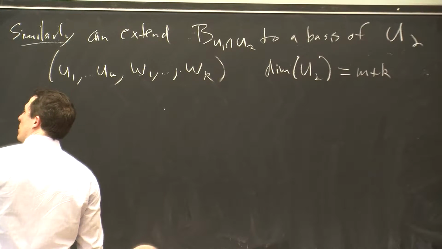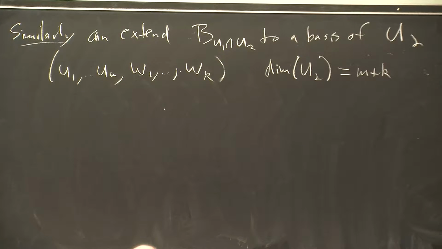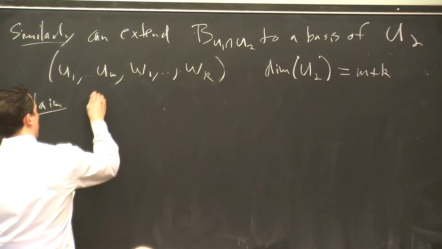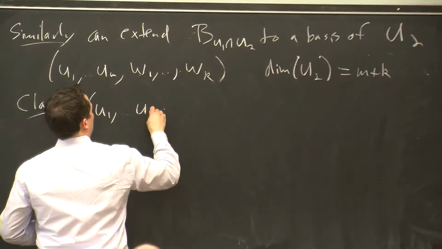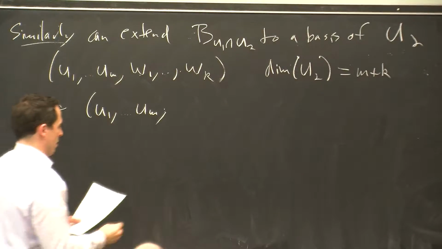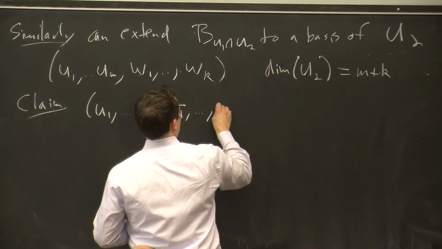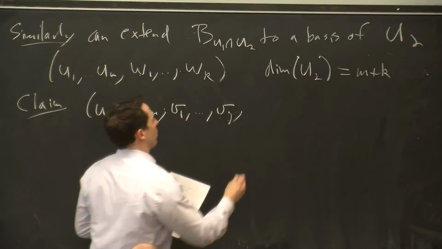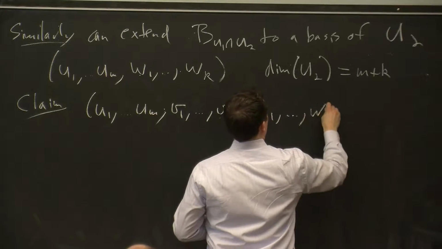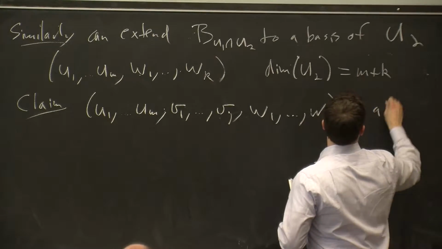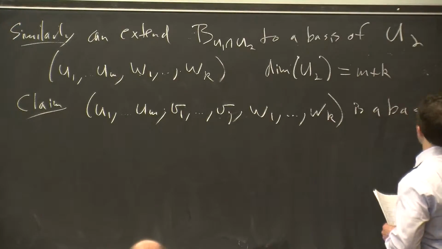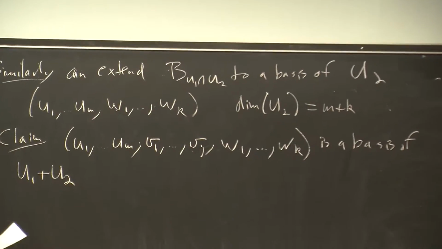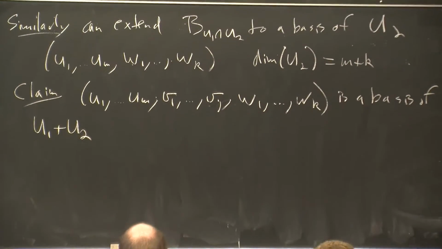Okay. So now we want to make a basis of the sum and count it. Claim: U1 up to UM, the common starting point, and then the V's, V1 up to Vj, sorry, and then the W's is a basis of the sum U1 plus U2, the smallest vector space containing the union of U1 and U2.